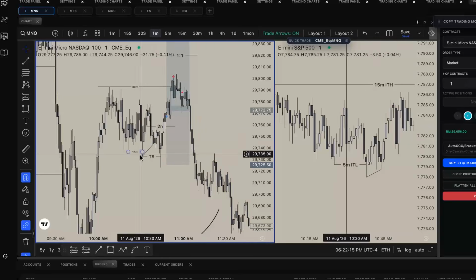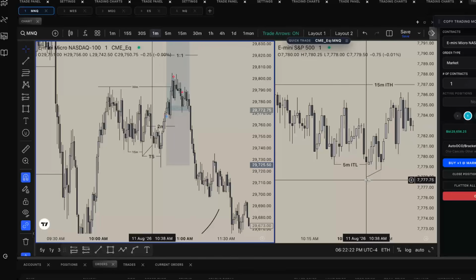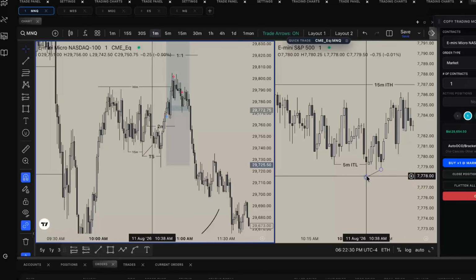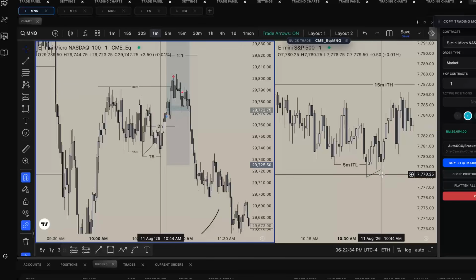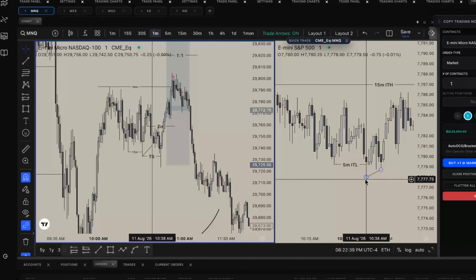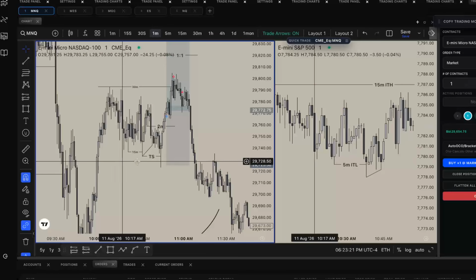But then once we swept the 15-minute intermediate low, creating the turtle soup, we created a bullish SMT at 10:38 with 10:44 on ES, right? Wait, hold on, let me think. Let me pause this real quick. Alright, okay. So let me just explain it, right?